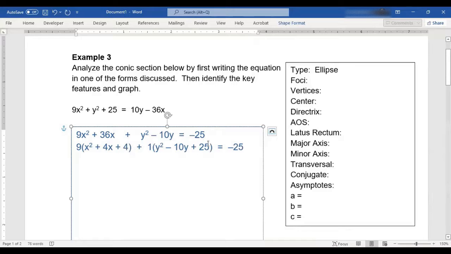So that tells me what gets added into those parentheses, but it's an equation. We have to maintain balance. So I have to add the same amount to the other side. However, be careful because we have a coefficient. So I didn't really add 4 here. I added 4 times 9, which is 36. And over here, I added 25, because 25 times 1 is 25.